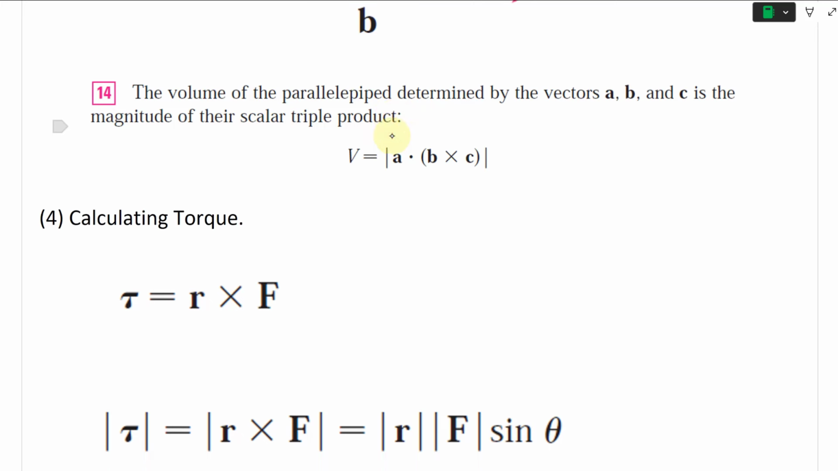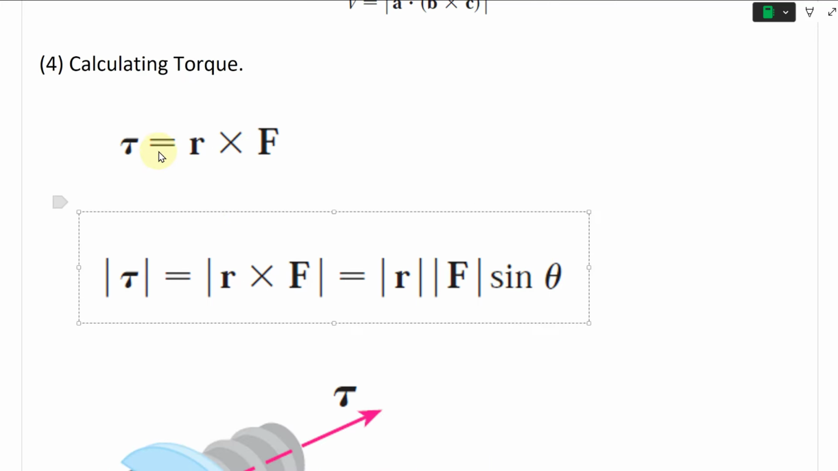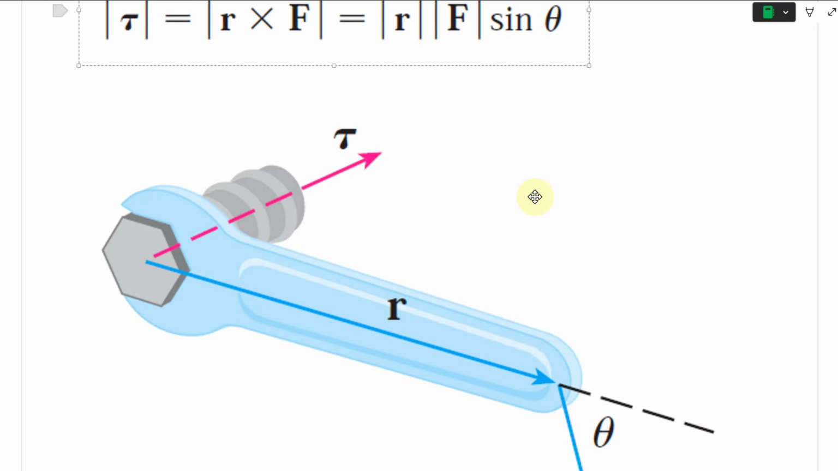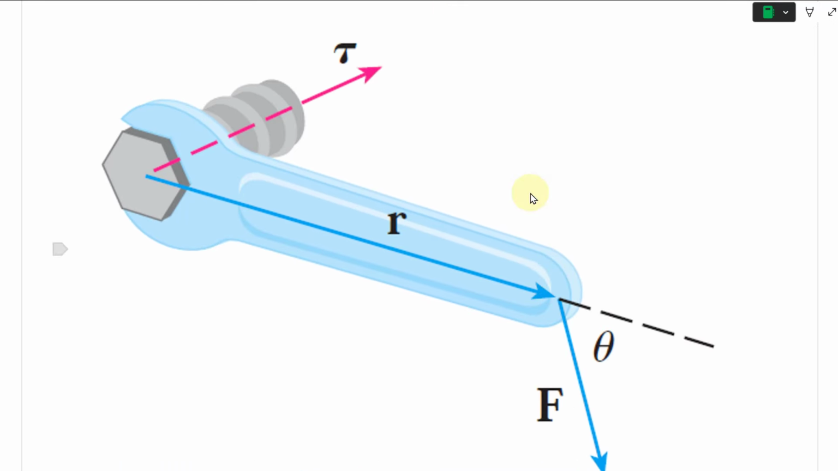All right, and another useful property of cross product is calculating torque. So torque, or tau, is equal to R cross F. The magnitude of the torque is equal to the magnitude of the cross product R cross F. In other words, it's going to be the magnitude of R times the magnitude of the force times sine theta. And this is what torque is.